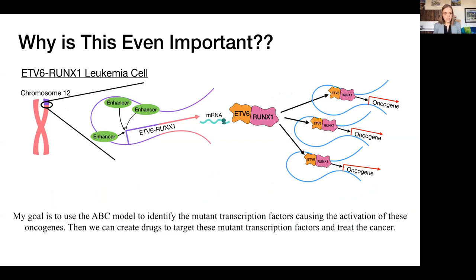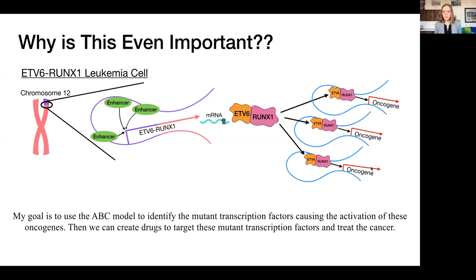But in the EDB6 RONX1 subtype of B-cell leukemia, there is a translocation between these 2 chromosomes right in the middle of these 2 genes. This leads to the formation of a mega mutant transcription factor, EDB6 RONX1, which then goes and binds to many incorrect places on the genome and causes the activation of genes that are not supposed to be on. These genes turn into oncogenes, which are genes that lead to cancer.